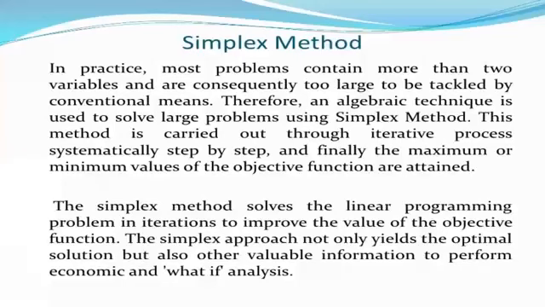Actually, most real-world linear programming problems have more than two variables and thus are too complex for graphical solution. So a procedure called the simplex method may be used to find the optimal solution to multivariate problems. The simplex method is an algorithm with which we examine corner points in a methodical fashion until we arrive at the best solution.